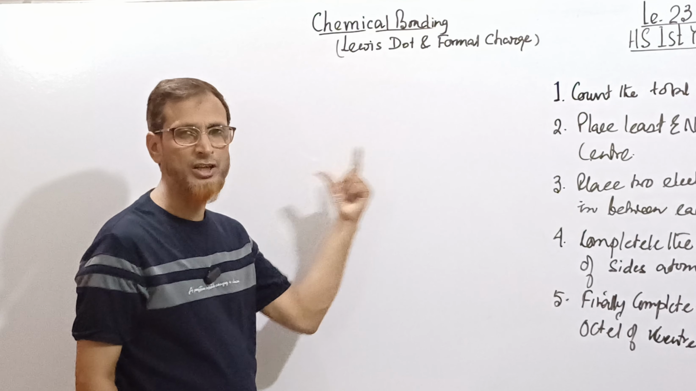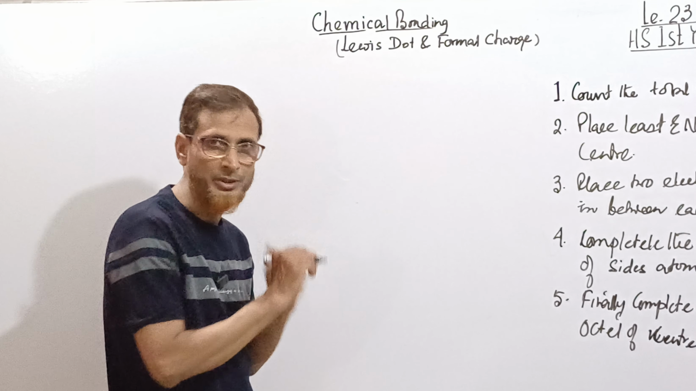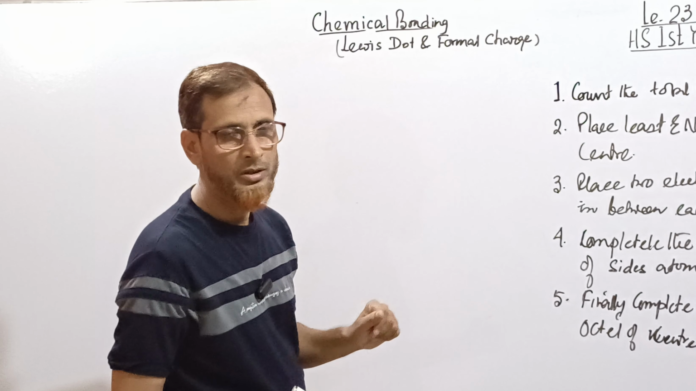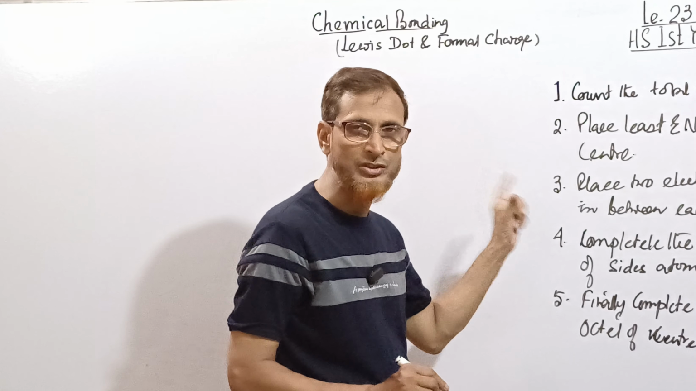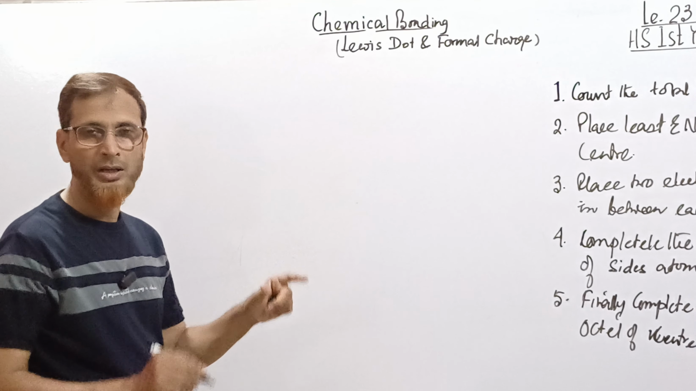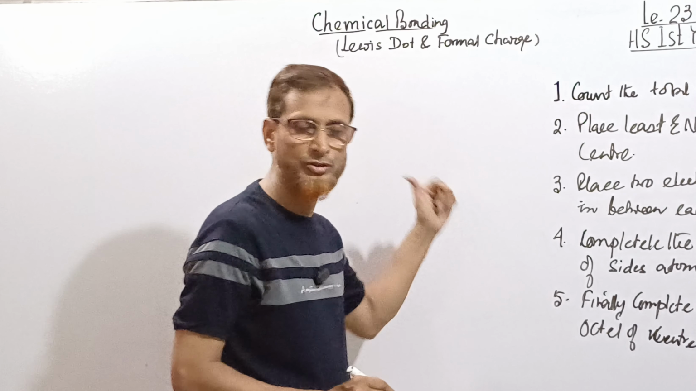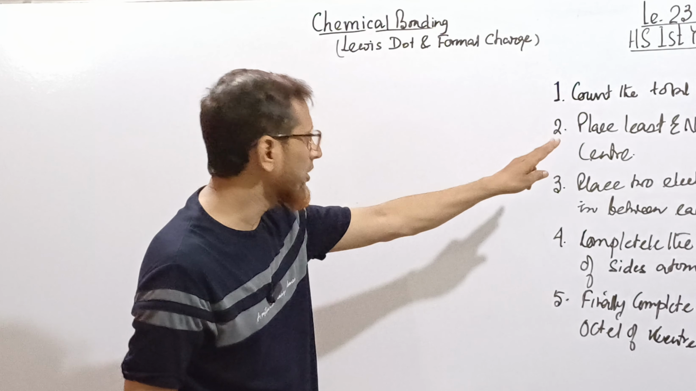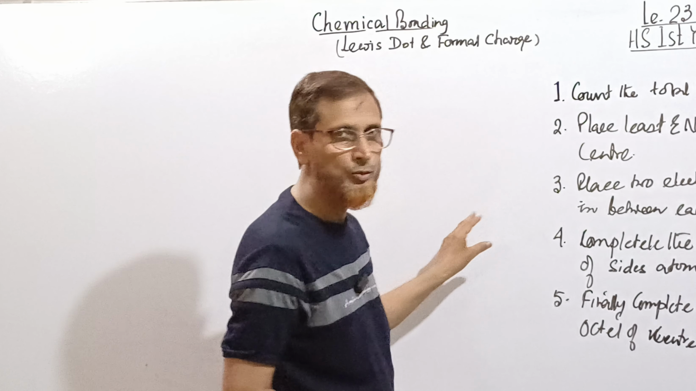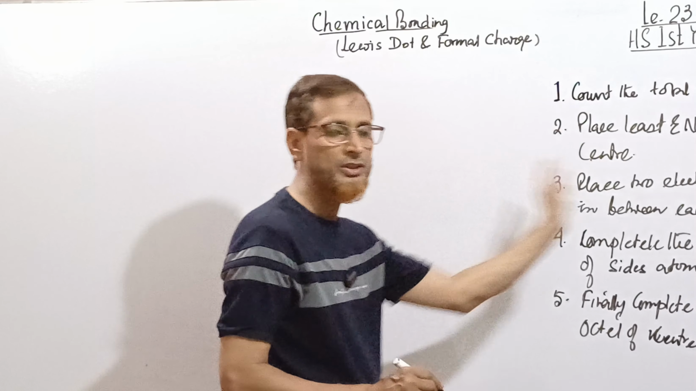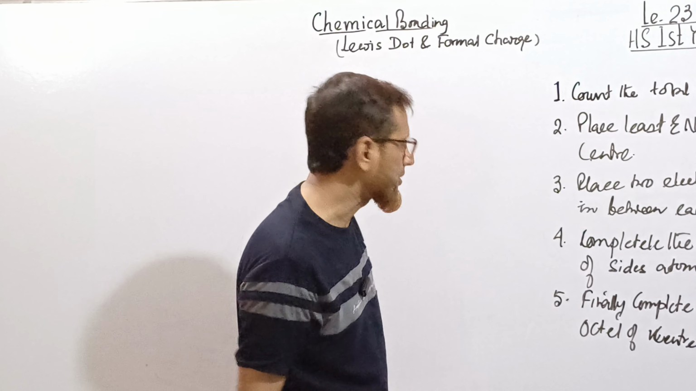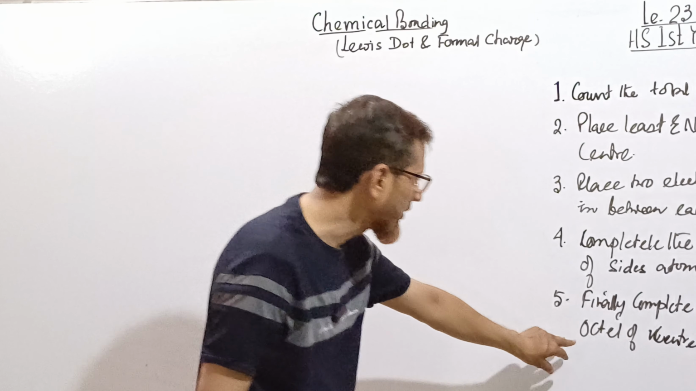or the element which is less in number should be in the middle. Say it is H2O, the less number is O, so O should be in the middle. Say it is HClO4, the less number element is Cl, so Cl should be in the middle. H2SO4, the less number of atom is sulfur, sulfur should be in the middle. So the less electronegative element or the less number of atoms should be in the center, and then you place 2 electrons in between each of the atoms. Then complete the octet of the outside atoms, and finally you complete the octet of the central atom.